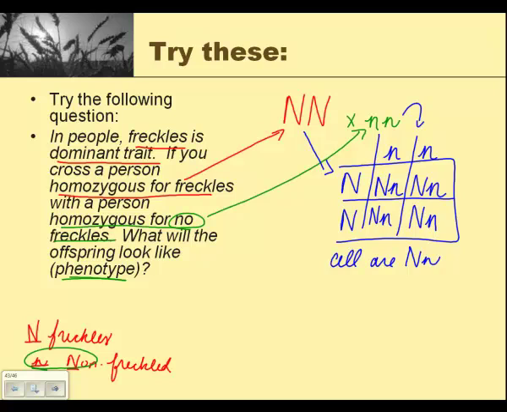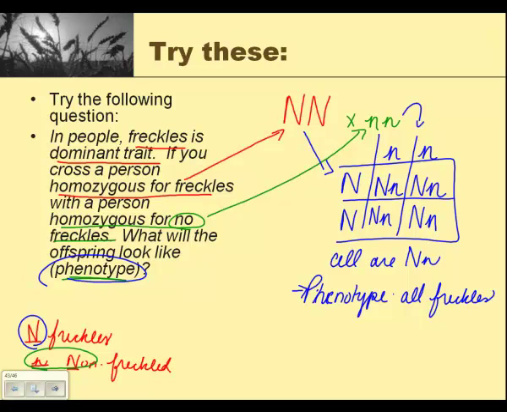Now, when I go back to my chart and I say, what do they actually look like? If they have a big N, I know that they have freckles, so the phenotype here is all freckles. So all of the offspring here would have freckles.